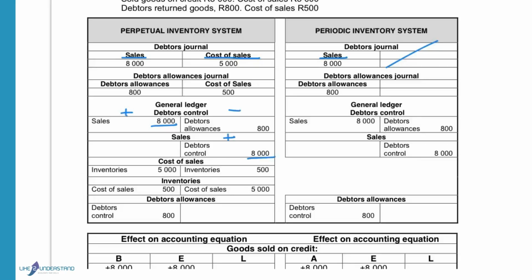In the periodic system, you will also debit debtors control to increase debtors control, asset and credit sales to increase the income. In the perpetual system, you will complete a second double entry for the cost of sales. So cost of sales is debited because expenses increase on the debit side. Inventory is credited because you are selling inventory and inventory decreases on the credit side. There will be no entry for cost of sales or inventory.